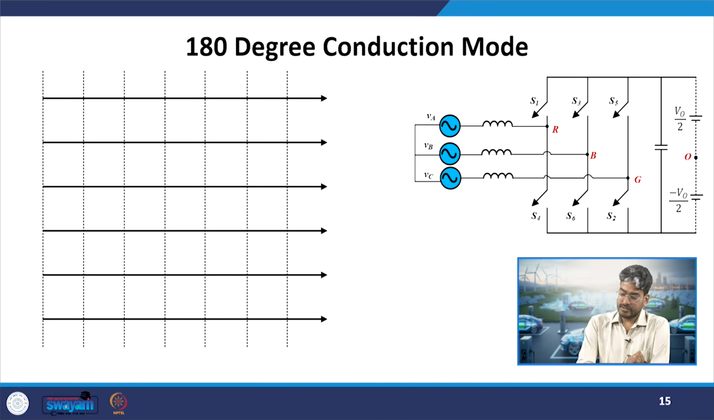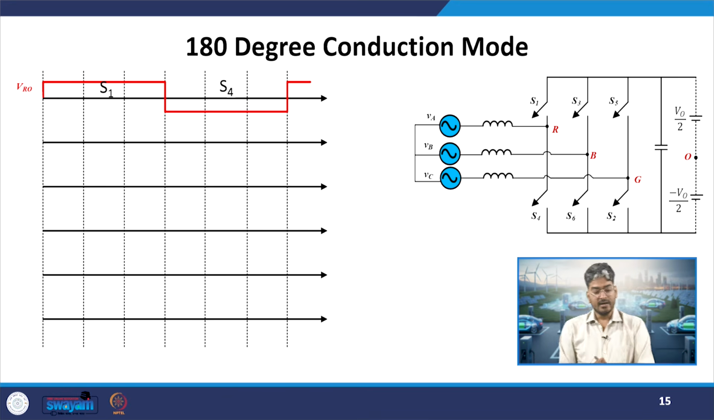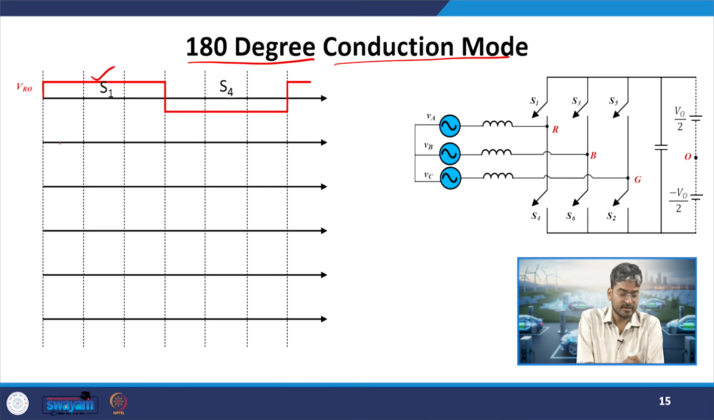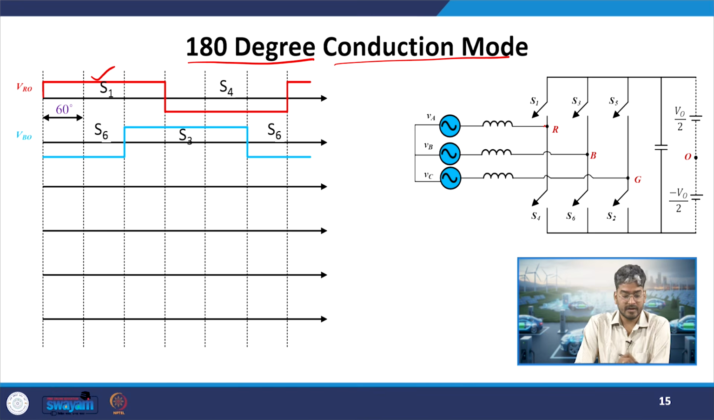Now let us see what the modes of operation of a three phase VSI are. First we will start with our fundamental mode, the 180-degree mode of operation. Why is it called the 180-degree mode? It represents the conduction time of the switch. If you see the VRO voltage, for the first pi degrees, or half cycle from 0 to 180 degrees, S1 is turning on. For the next 180 degrees, S2 is turning on. So S1 is on for 180 degrees and S2 is on for 180 degrees. Similarly, the other switches also turn on for 180 degrees.